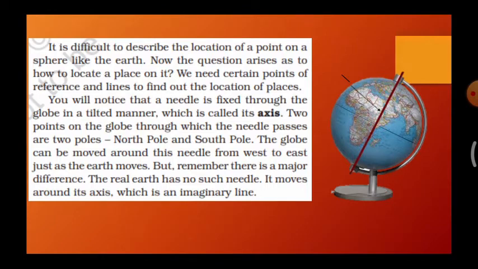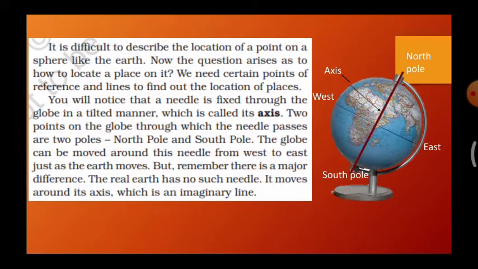For that, see in this picture, children, there is a red color line in between the globe. That is called the axis. So why is it called the axis? It is in a tilted manner in the globe, so we can easily point out the location with the help of this. At the top of the axis is the north pole, and the bottom of the axis is the south pole, and the right side is east and the left side is west.